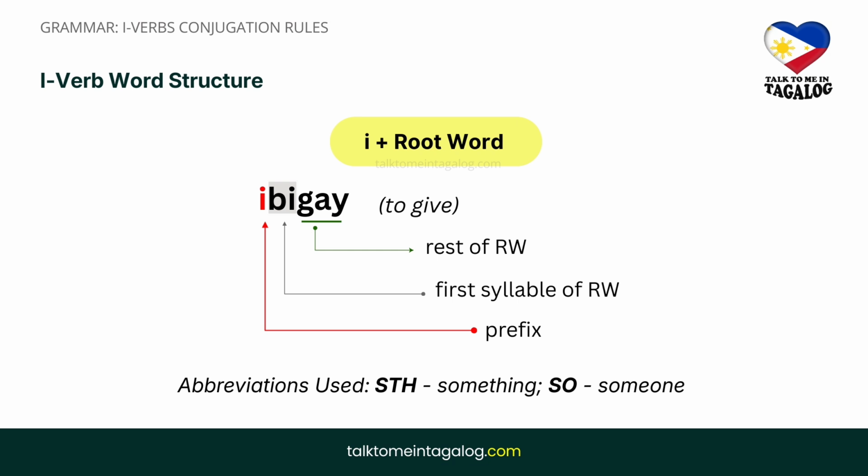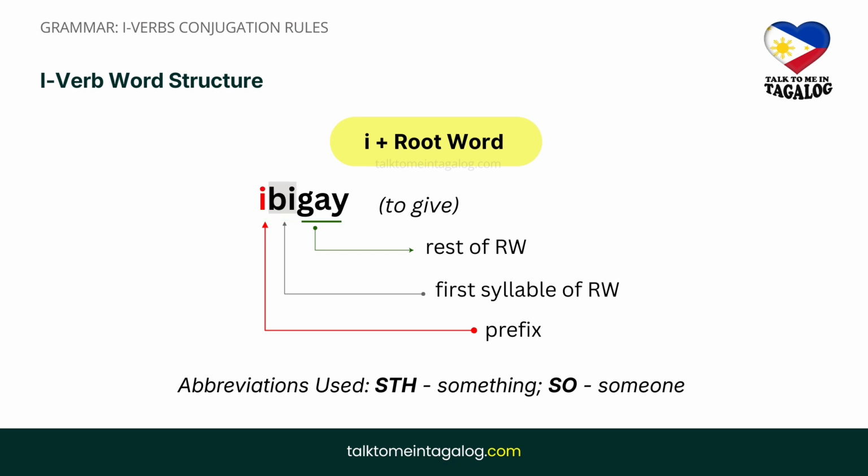Let's take a closer look at the structure of Tagalog I-verbs. They consist of the prefix I and a root word, following a simple pattern: I plus root word. For example, take the root word bigay, which means give. When you add the prefix I, it becomes ibigay.